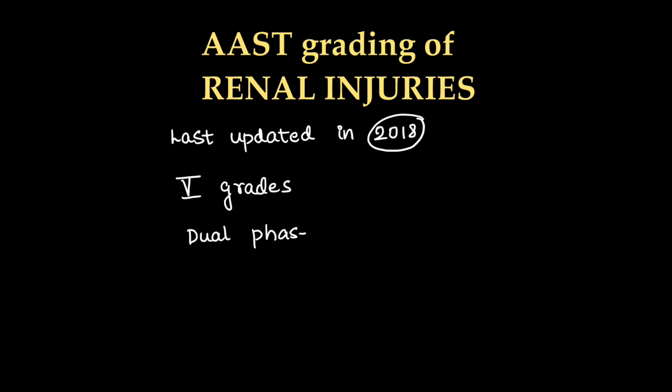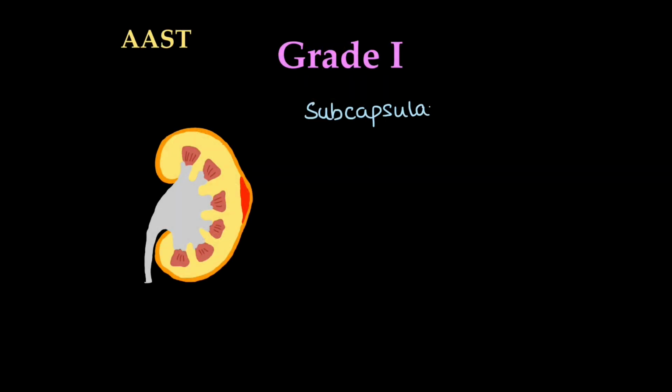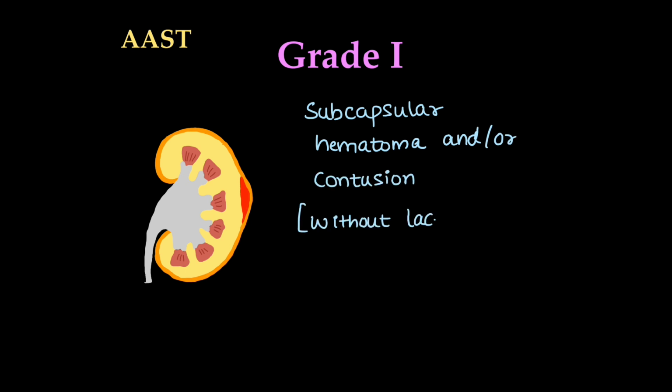AAST guidelines for renal injuries. This was last updated in 2018. I am going to discuss the most recent grading of injuries. There are 5 grades, and imaging should be done in dual phase in order to grade it. In grade 1 we have subcapsular hematoma and/or contusion without any laceration to renal parenchyma.